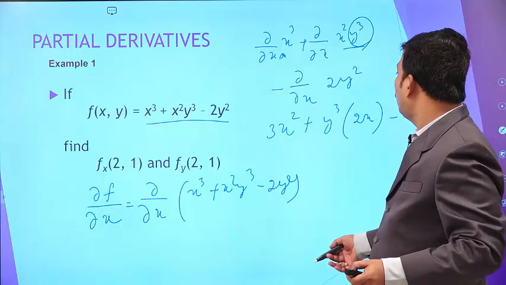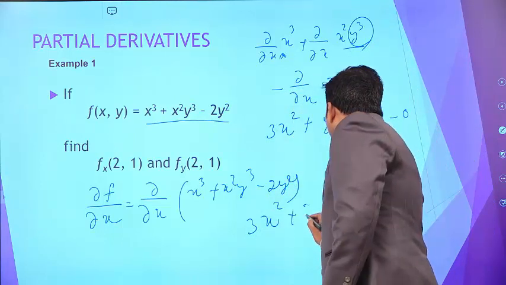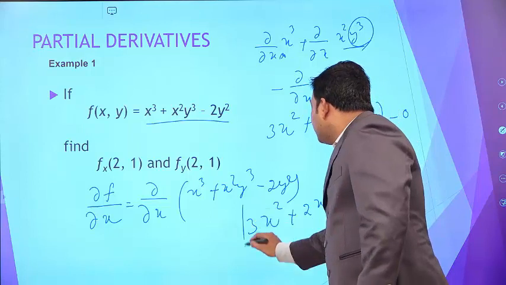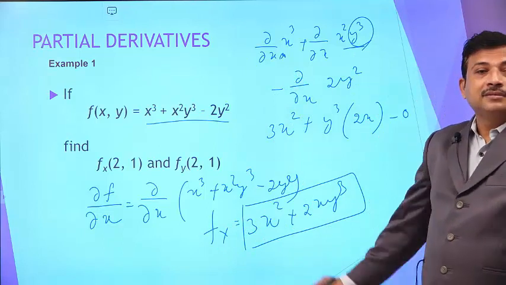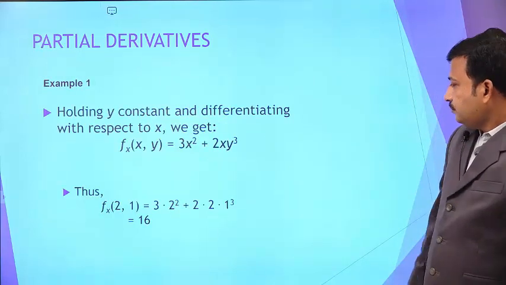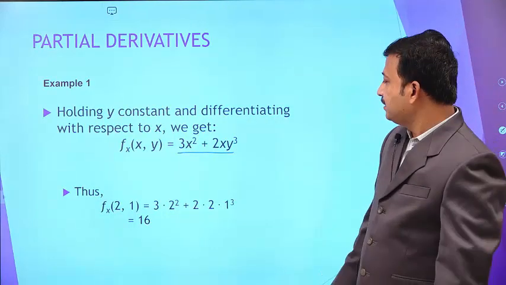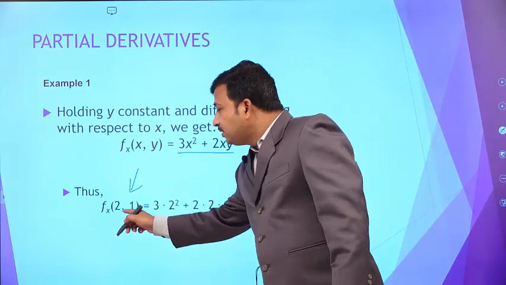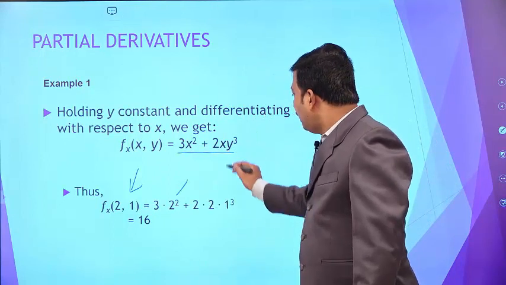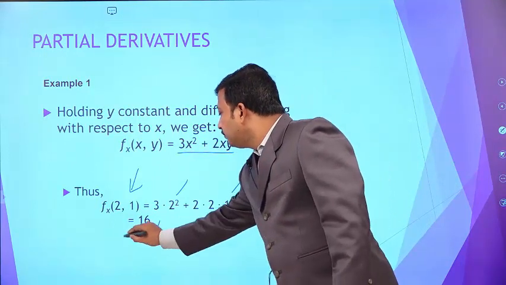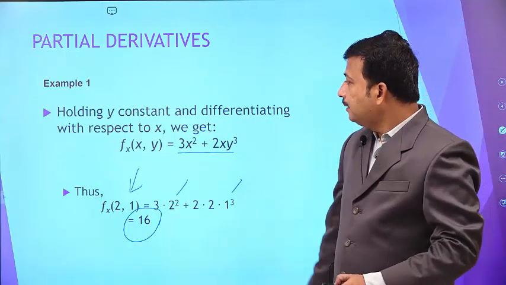So what answer did you get now? 3x square plus 2x y cube. This is nothing but your fx. Is it clear? So 3x square plus 2x y cube is fx. Now we need to put x equal to 2 and y equal to 1. Simply put x equal to 2 and y equal to 1 here. We get the value 16. This is the process you need to follow to evaluate.